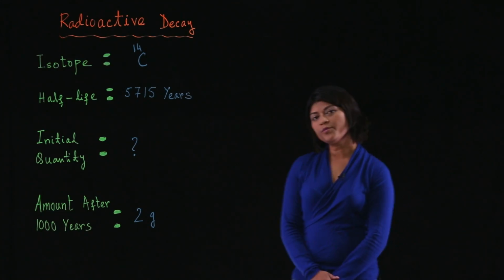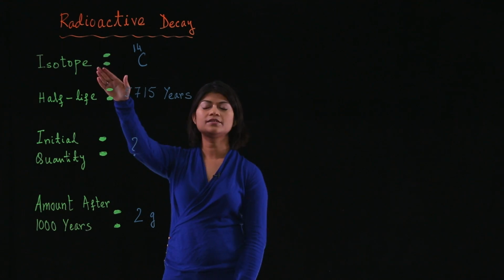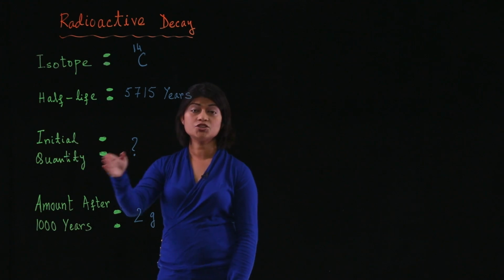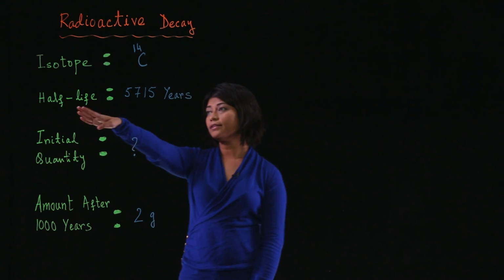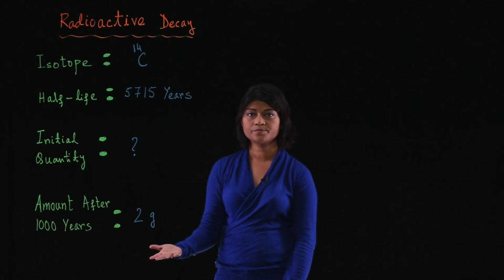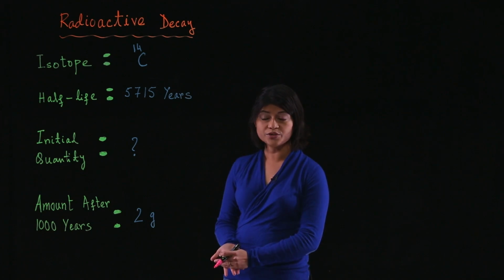Hi, I'm Papia. In this problem, we have to find the missing value for the given radioactive isotope. The missing value is the initial quantity when the half-life is given to us and the amount after 1,000 years. So notice that this is a radioactive decay model that we're using.